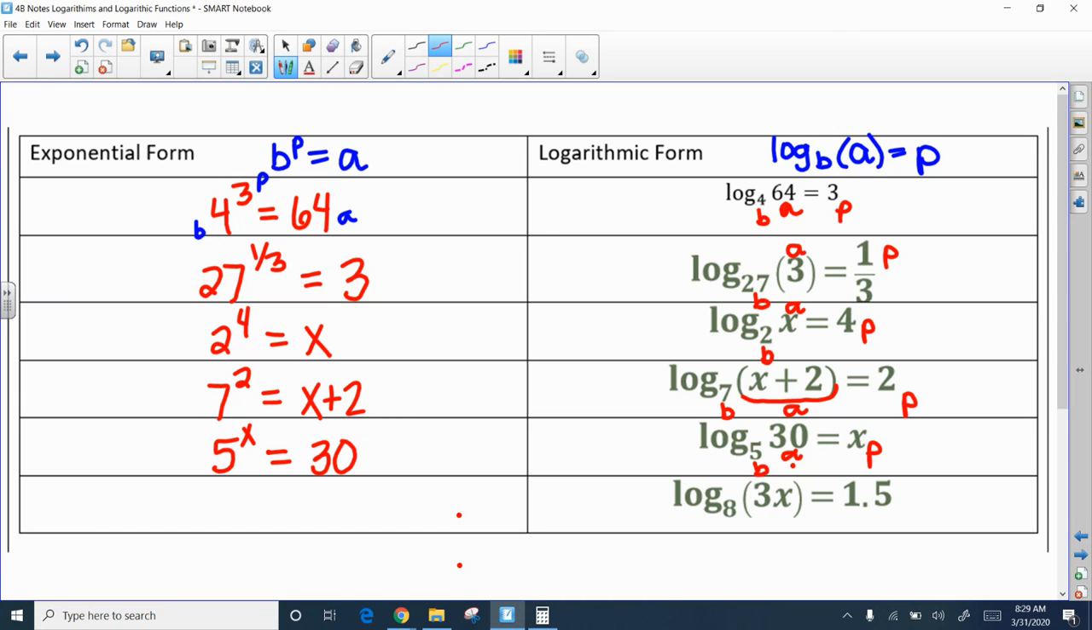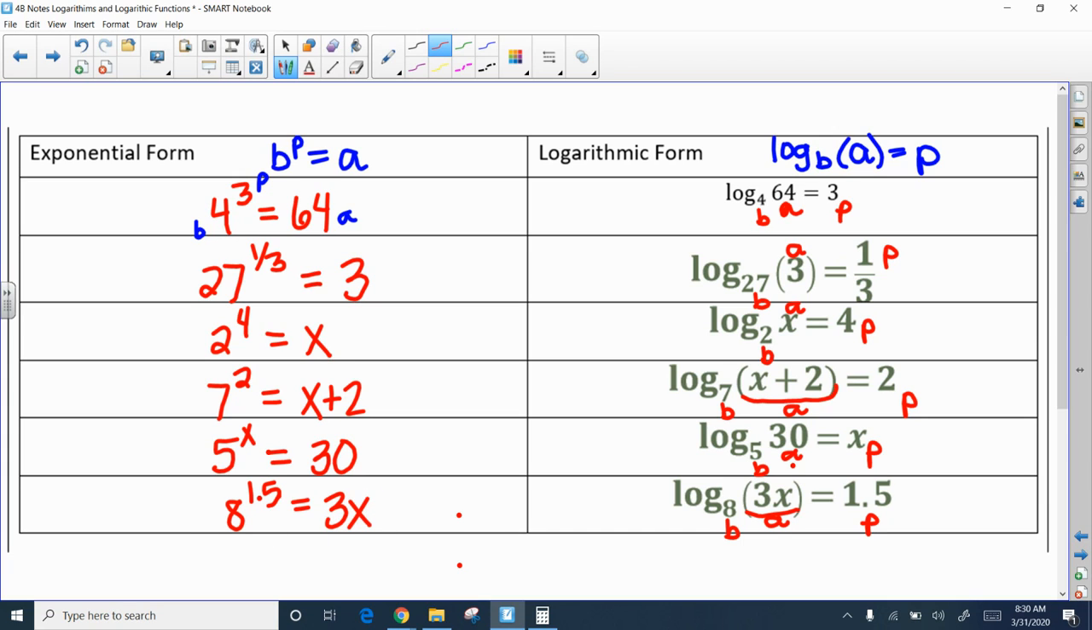All right, last one, log base 8 of 3x equals 1.5. So this is the base. The 3x, again, this whole expression is the a, and then the other side of the equal sign, the 1.5, is the p. In logarithmic form, log base b of a equals p. In exponential form, we have b to the p power. So 8 is the base to the 1.5 power equals a, so equals 3x.